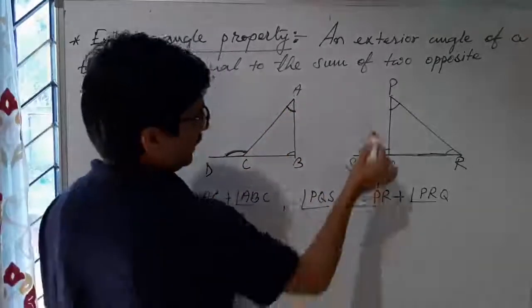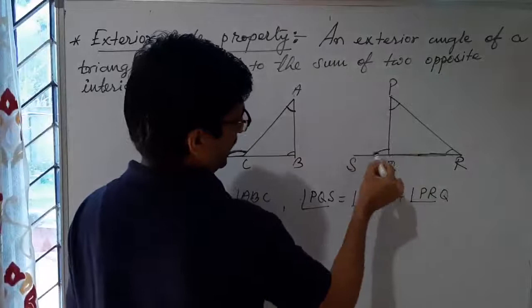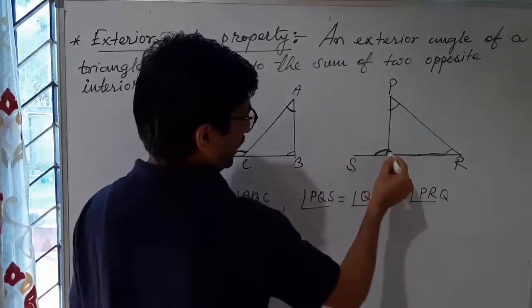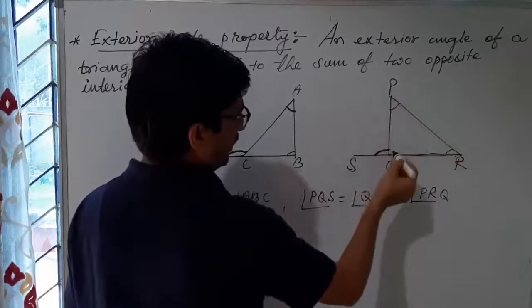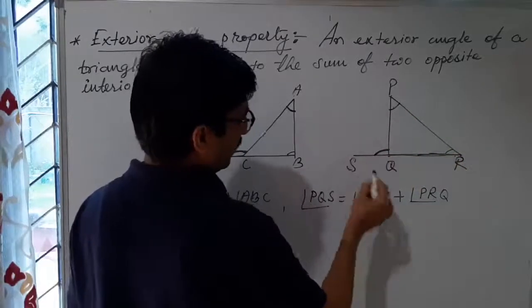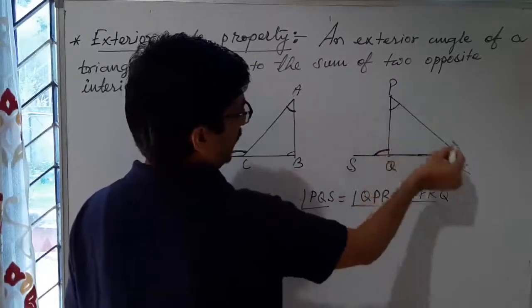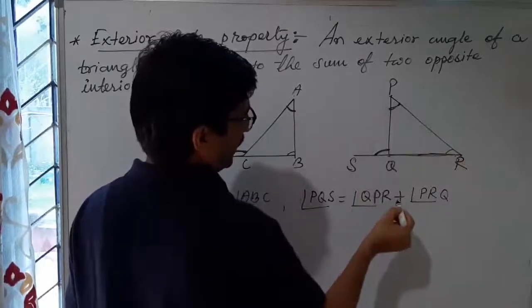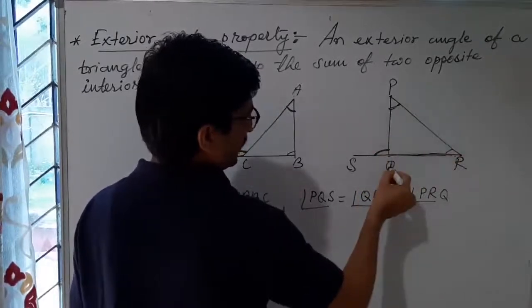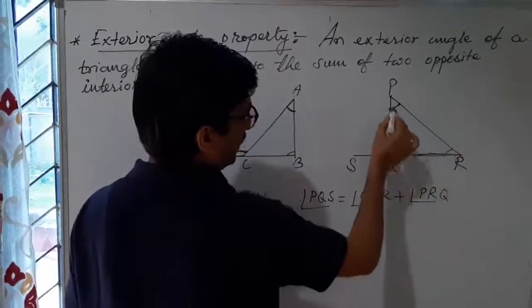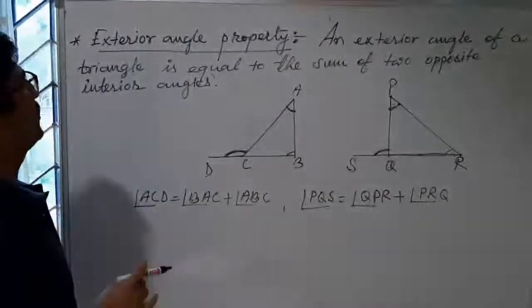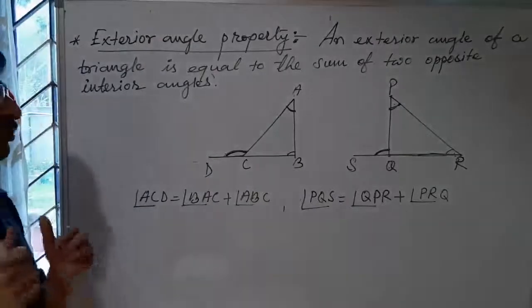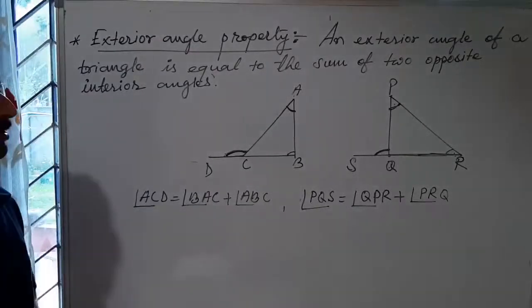Similarly here, PQS is the exterior angle, so angle PQS is equal to angle QPR plus angle PRS. The opposite interior angles are these two angles. So this is the property known as the exterior angle property. It is a very useful property for this chapter.